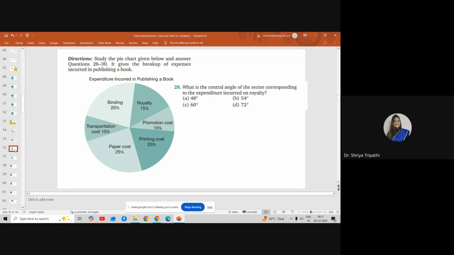Yes, ma'am. Okay. What is the central angle of the sector corresponding to expenditure incurred on royalty? What is the central angle? Yesterday we have understood how do we calculate the angle corresponding to royalty. When we are talking about royalty, what is the angle? Royalty, we are having 15%. What did we learn yesterday? Into what figure do we do?